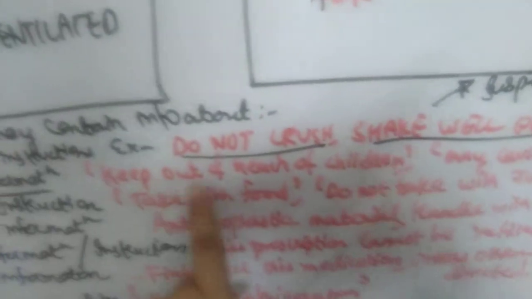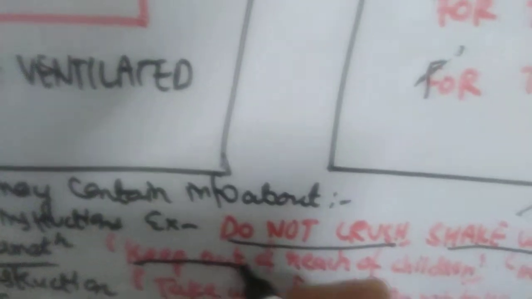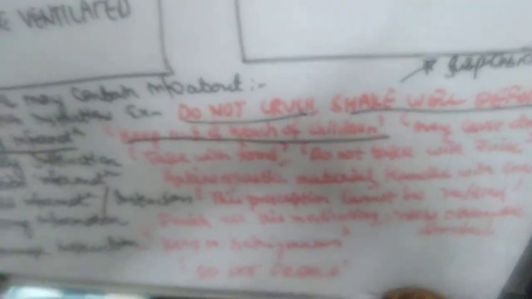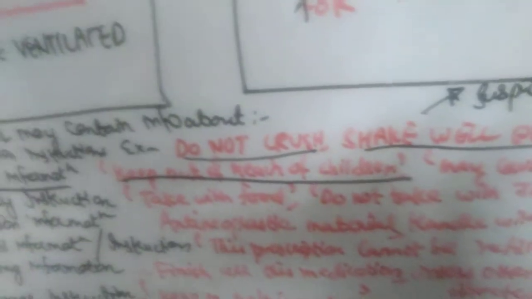It may be: keep out of reach of children, may cause drowsiness. Keep out of reach of children means it is very dangerous if the children by mistake take it. If the bottle comes in the hand of children, they may take it, so you should keep it out of reach of children. And may cause drowsiness. Few medicines will cause a CNS depression. Due to CNS depression, your body feels sleepy. So in those cases, you should not drive, because that increases the chance of accident.